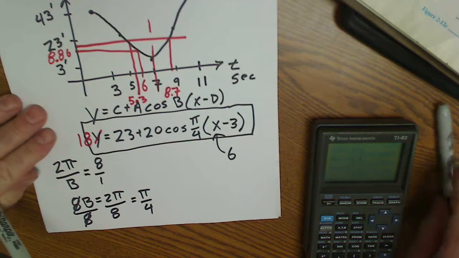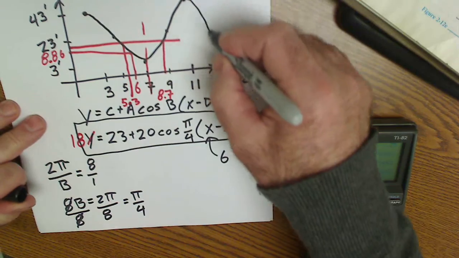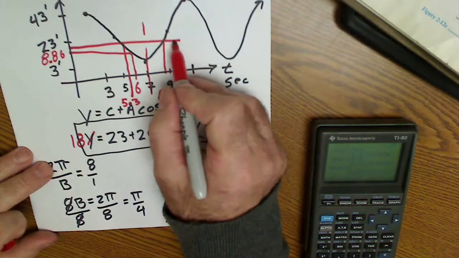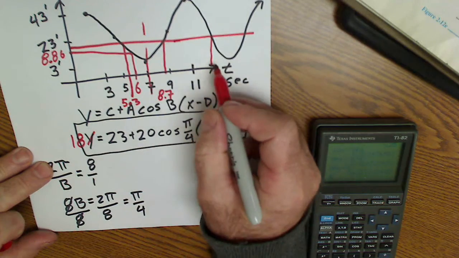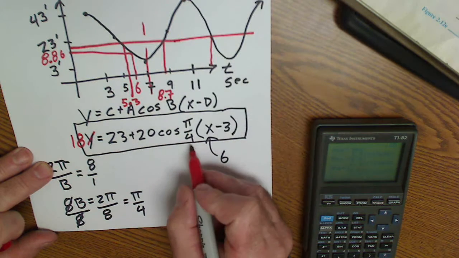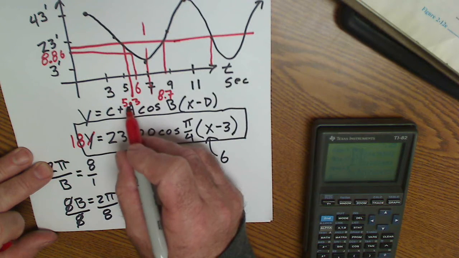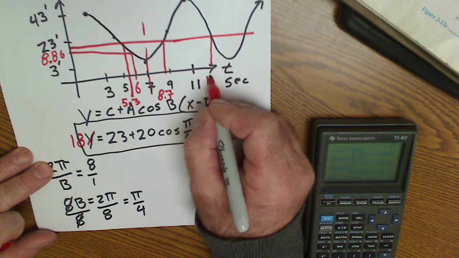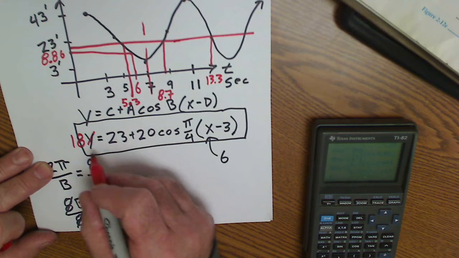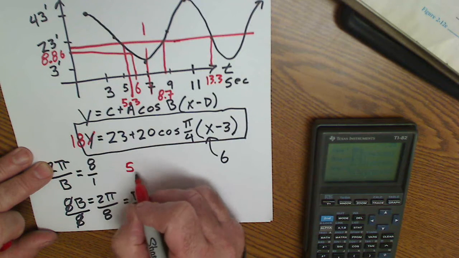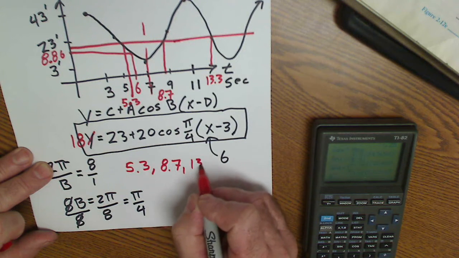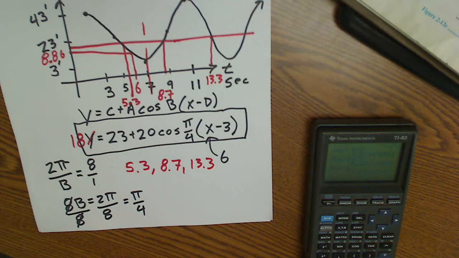Don't forget this graph goes on forever in both directions. So if I want to find this third value, it is going to be one period beyond this. So one cycle beyond this, the period is 8. So 5.3 plus 8 is 13.3. So my first three positive values for x when y is 18 are 5.3, 8.7, and 13.3. Okay.